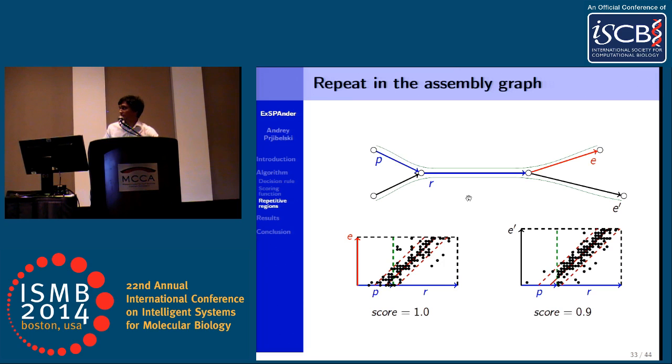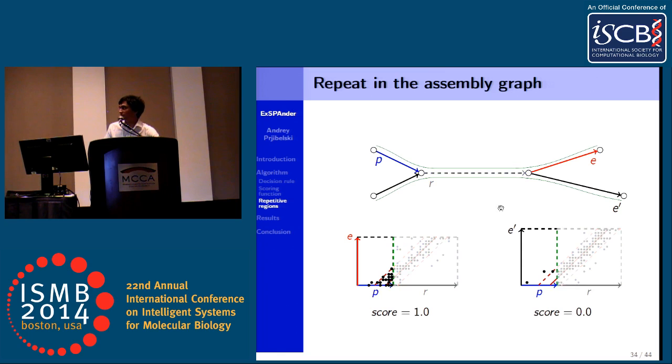When we look at the rectangles corresponding to extension edges, you see that the scores are pretty similar. 1.0 for correct extension and 0.9 for incorrect, and our algorithm cannot distinguish which one is correct and which one is not. But if we look closer, we see that read pairs that connect the repetitive edge with extension edges support both extensions. So actually, the repetitive edge does not provide any valuable information for us.